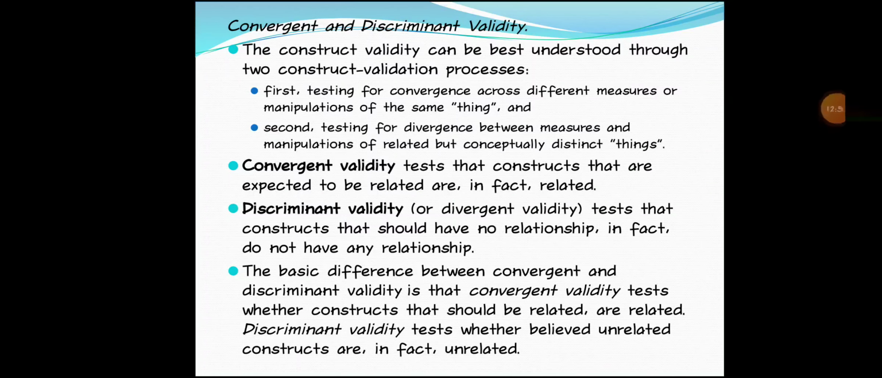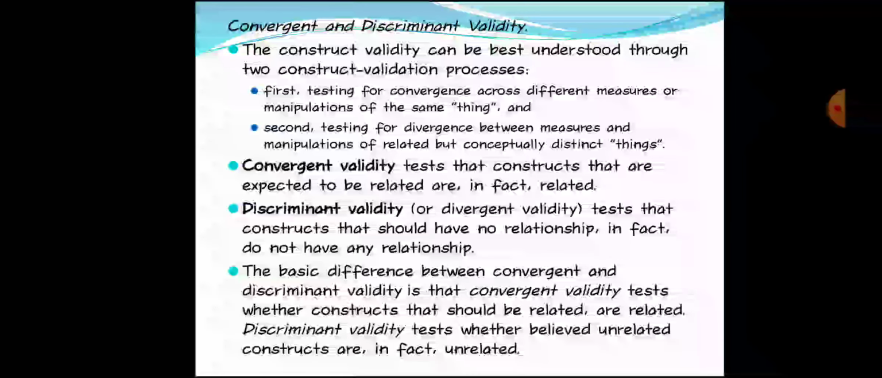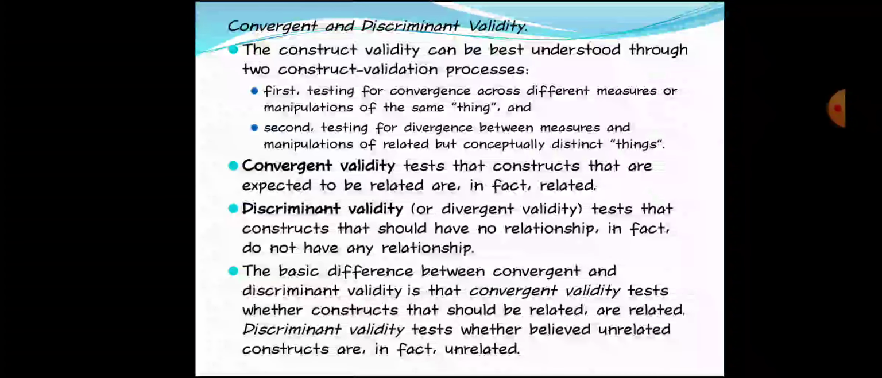Convergent and discriminant validity. Construct validity can be best understood through two construct validation processes. First, testing for convergence across different measures or manipulations of the same thing, and second, testing for divergence between measures and manipulations of related but conceptually distinct things.